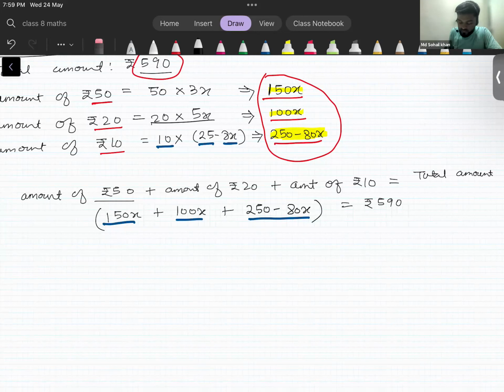Yes, Ahmed. First, what you need to do is add 150x, 100x, and minus 50x. Add these three values. There are 250x, and minus 80.